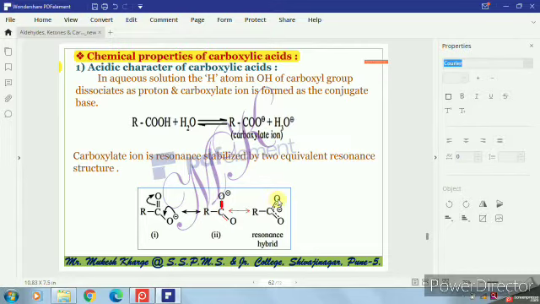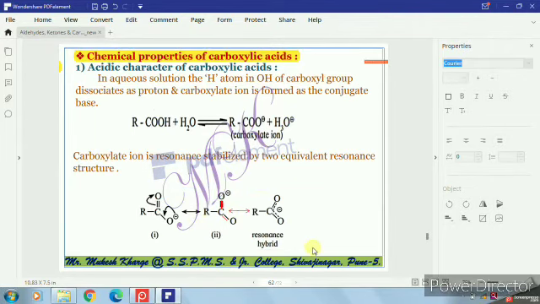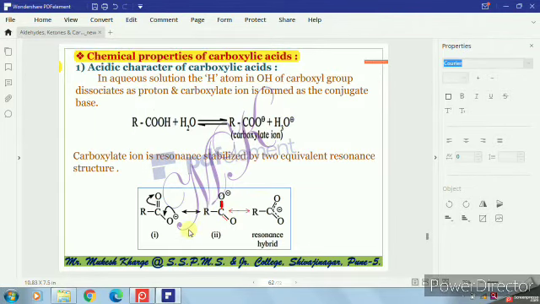and you can write partial double bond character between these three atoms, two oxygen and one carbon. Or you can show a half negative charge on each oxygen, that is the combination of resonance structures 1 and 2, the resonance hybrid, which represents structure number 1 as well as structure number 2, and is the most stable among these three. So this is about the acidic character.